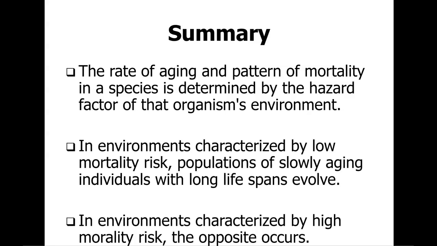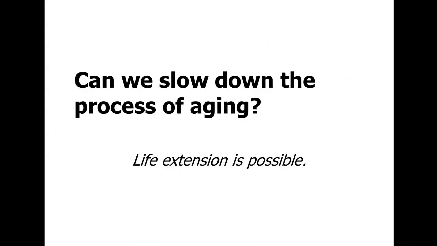So the rate of aging and pattern of mortality in a species is going to be determined by the hazard factor that that organism has in its environment. Environments characterized by low mortality risks are going to have populations of slowly aging individuals with long lifespans. In an environment characterized by a high mortality risk, the opposite is going to occur. So can we slow down that process of aging?